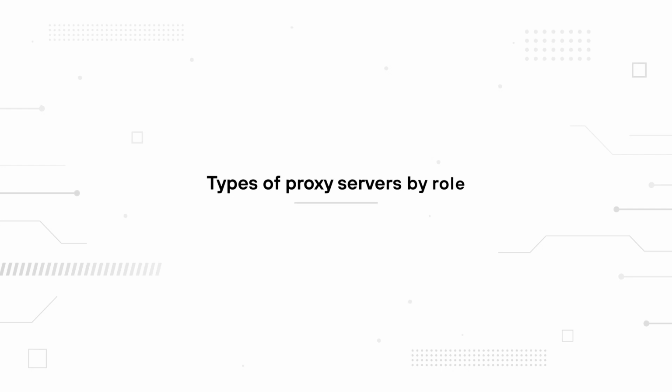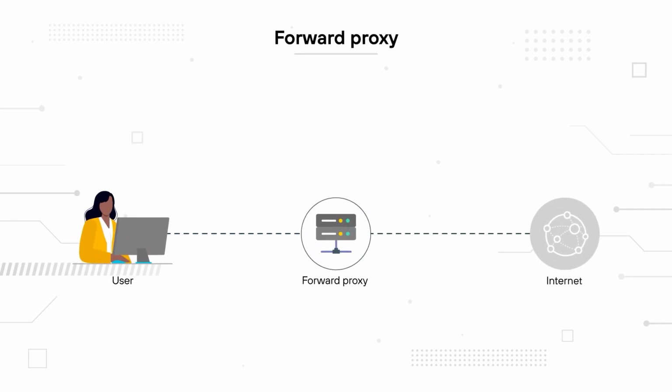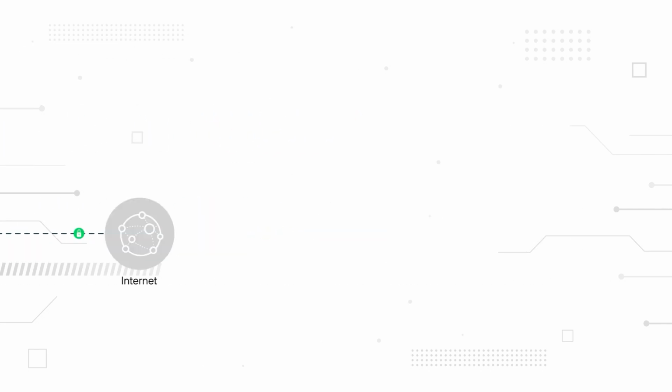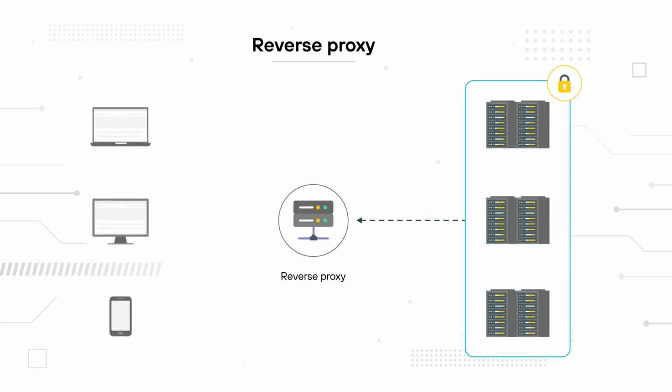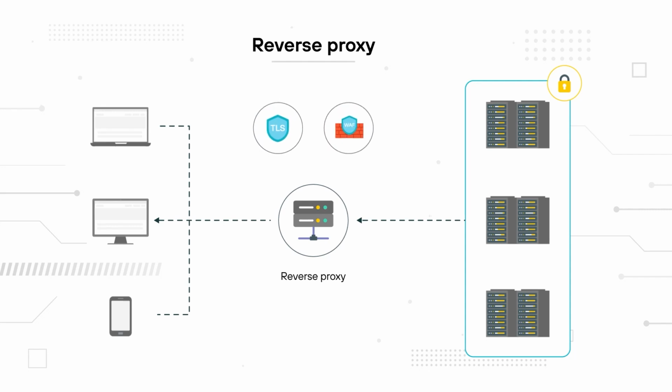There are also different types of proxies. First, based on their role in the network. A forward proxy sits between users and the internet. It filters and logs traffic, often used in business environments. A reverse proxy sits in front of back-end servers. It manages incoming traffic, used for load balancing and protecting web apps.